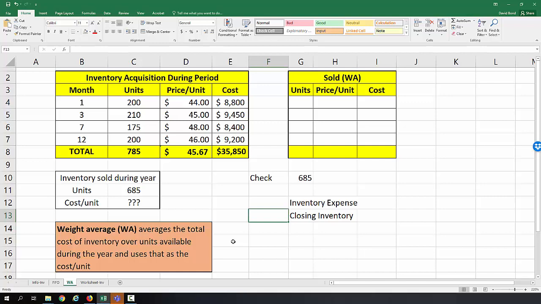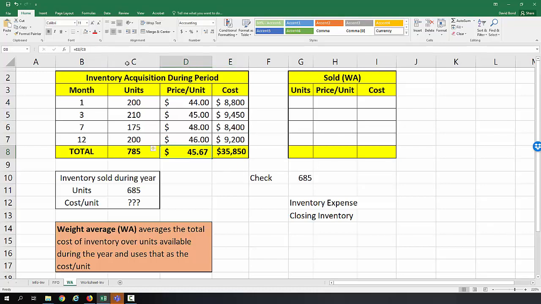So instead of assuming that you sell through the first group coming in and then progressively through the remaining purchases, weighted average takes the total inventory that you have and takes the average cost per unit. So in this case, we have the 4 purchases in month 1, month 3, month 7, month 12 for 785 units at a total cost of $35,850.